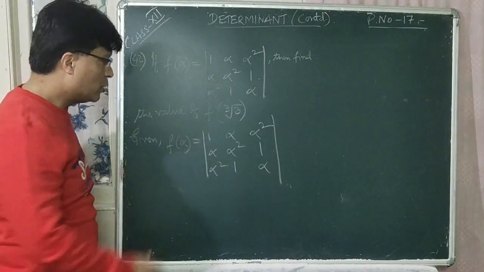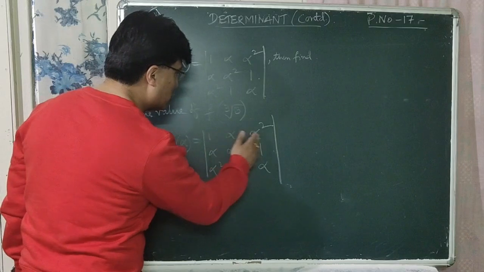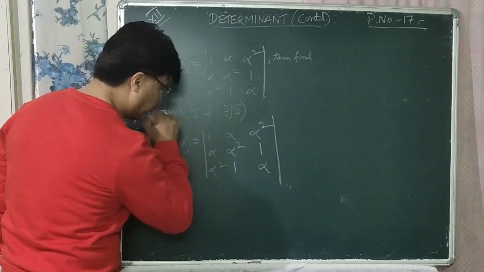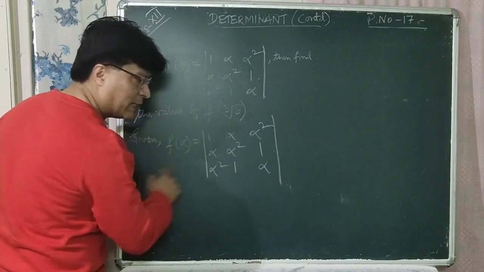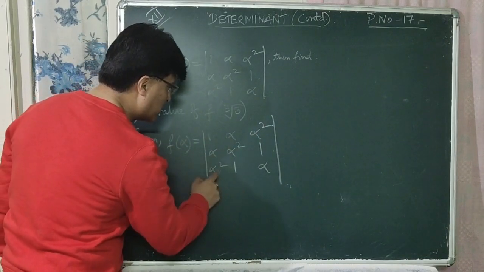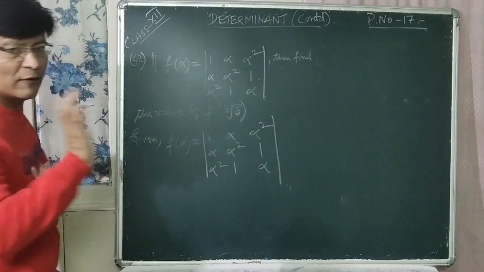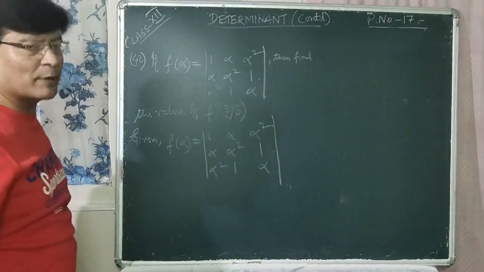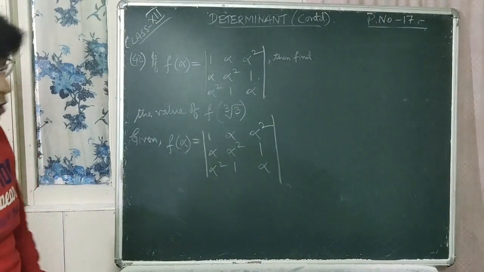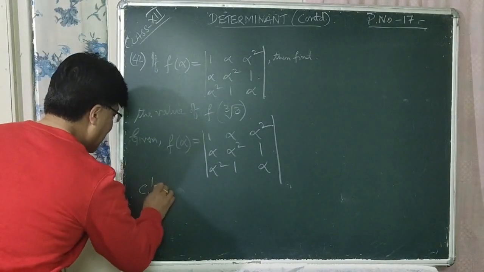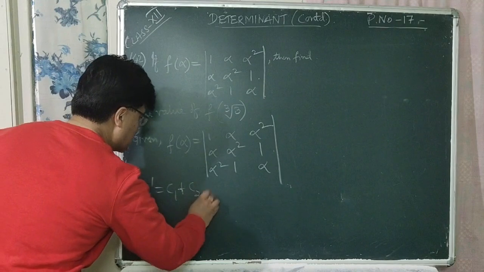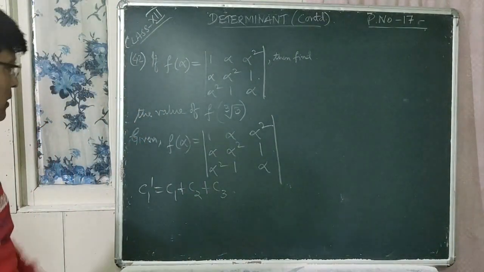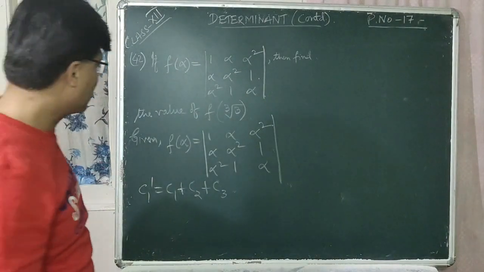Now, you can do C1 dash is equal to C1 plus C2 plus C3 also. This plus that. 1 plus alpha, 1 plus alpha square. This is also 1 plus alpha square. This is also 1 plus alpha square. Is that clear? So now, let's use the properties in terms of columns. That is, C1 dash is equal to C1 plus C2 plus C3. So let us use this property now.